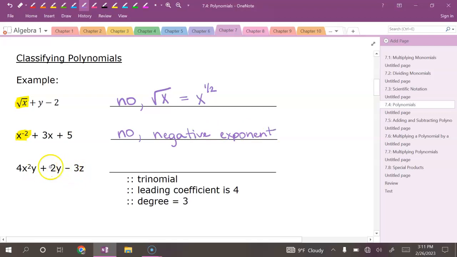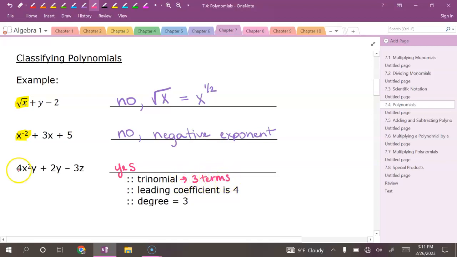Now, this next one, I don't see either of the two situations I saw up above: no square roots, no negative exponents. Looks like everything's okay. There are 3 individual terms here that are just separated by a plus or minus sign. So I'm going to say that, yes, this is a polynomial. And because it's a polynomial, I should be able to start classifying some of these things in more detail. For example, they call it a trinomial because this has 3 terms.